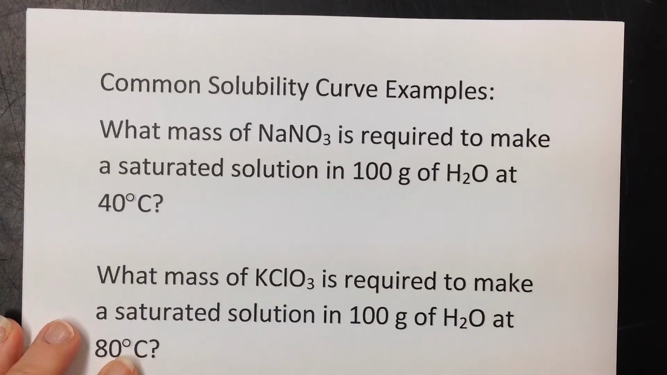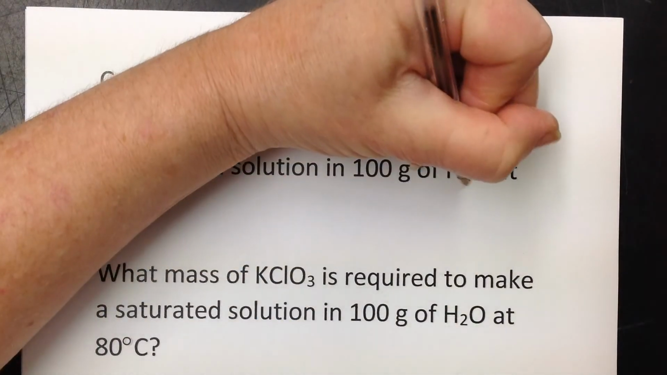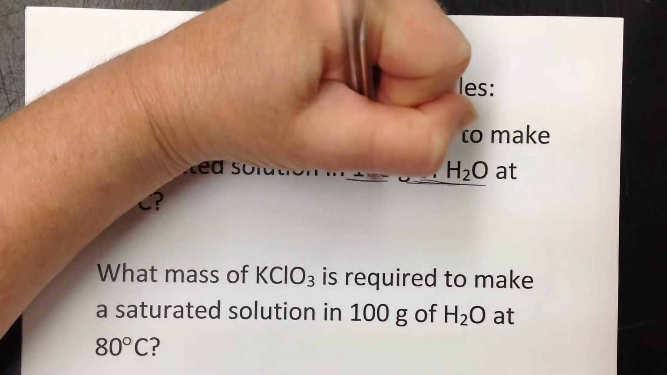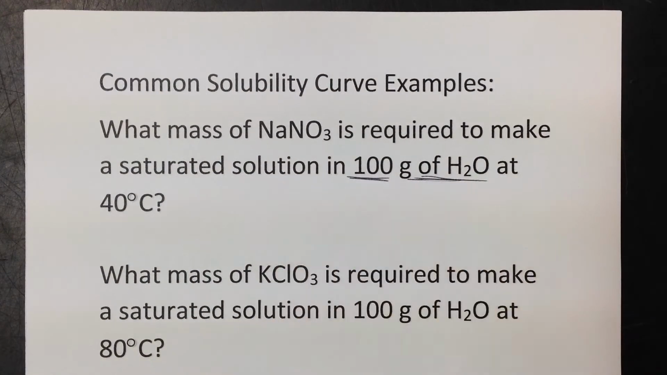So let's take a look at the first question, and I'm going to have some graphs handy so that I can show you how to read them. So our first example says, what mass of sodium nitrate is required to make a saturated solution in 100 grams of water at 40 degrees Celsius? Well, first of all, this is just reminding you that that whole graph is based on 100 grams, 100 milliliters of water. You don't have to do anything. It's just important to note that they're looking at exactly what the graph is based on.